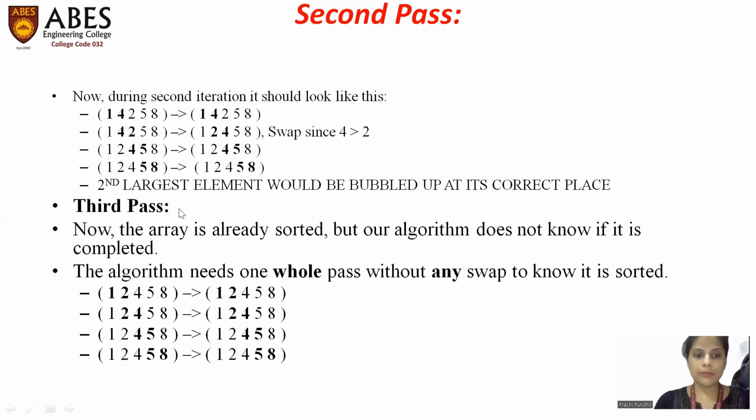Similarly, in the third pass, we can see that after completion of pass 2, the array is already sorted. So the third pass will be just to scan the elements and to check whether the array is sorted or not. So the third pass is for the final check. So we can see the array is already sorted, and the third pass is the final step.